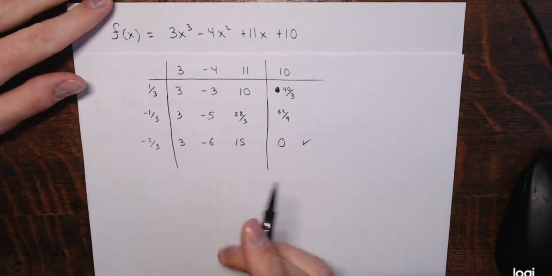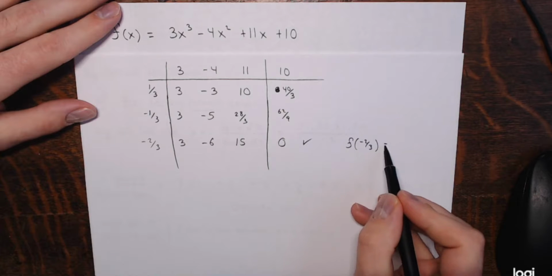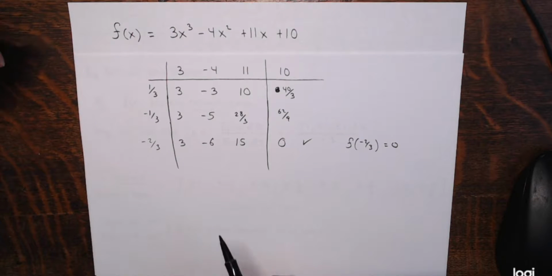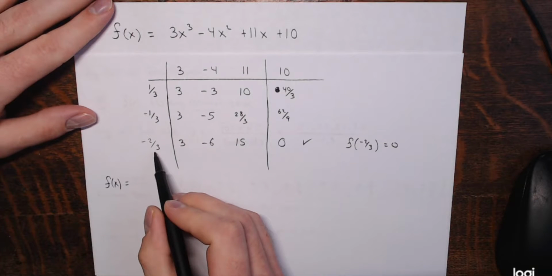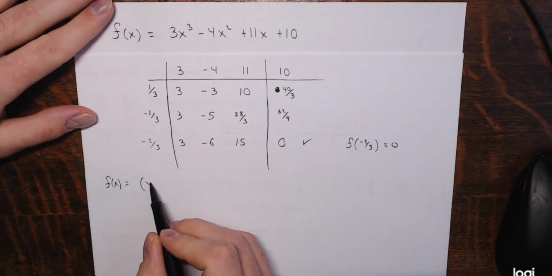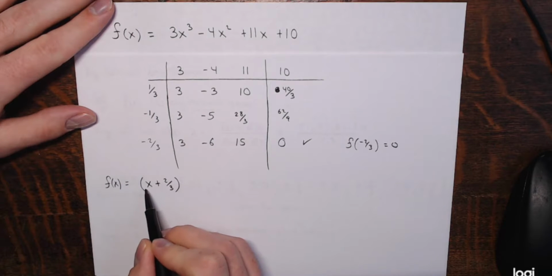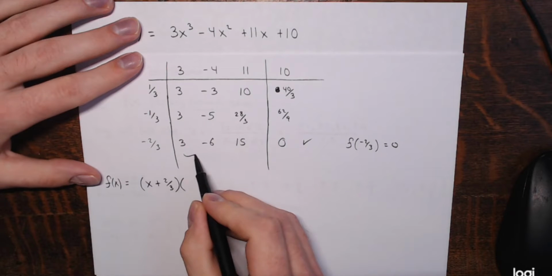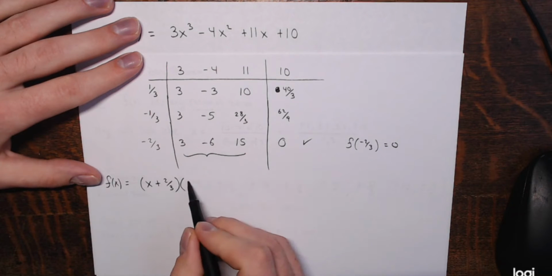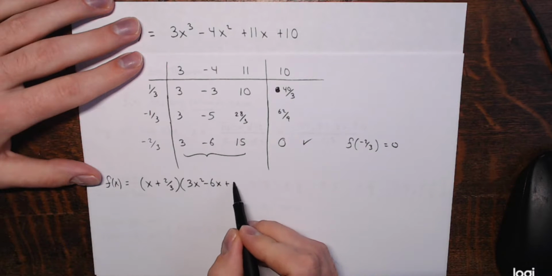And so now we can factor it. Now I have a zero: f of negative 2/3 equals 0. So f of x equals, now remember, if negative 2/3 was here, that means I was dividing by x plus 2/3, a degree 1 with a linear coefficient of 1. That's the only way you can use synthetic division. And then these numbers here are for the quotient 3x squared minus 6x, then plus 15.